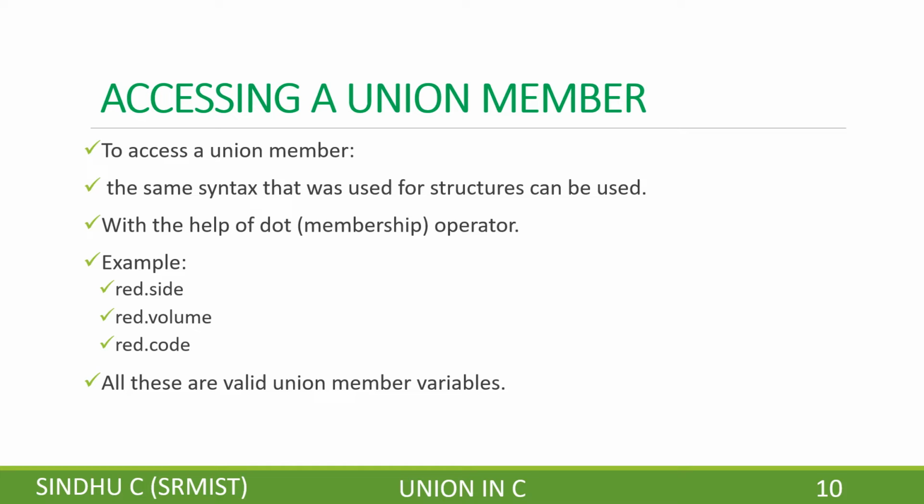Accessing a union member. To access a union member, it is just the same as how you access your structure. The operator we use is the same dot operator, which is called the membership operator or the period operator. So here we have an example. Red is the variable. So red dot side is a union member. Similarly, red dot volume is a union member. Again, you have red dot code, which is another union member. So all these are valid union member variables.